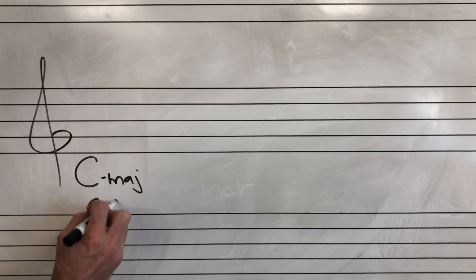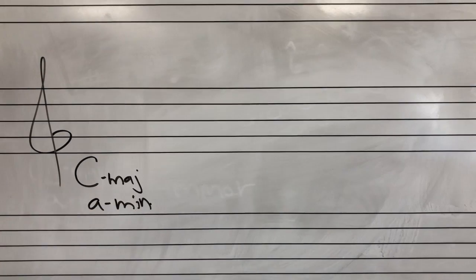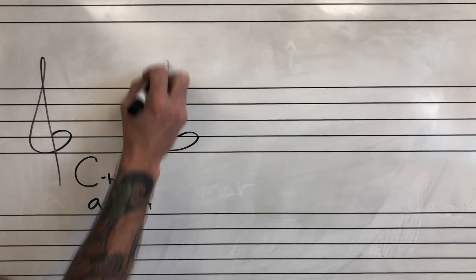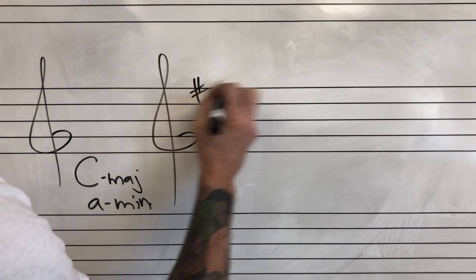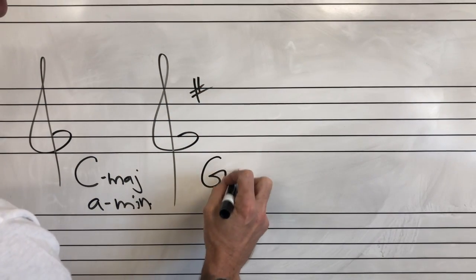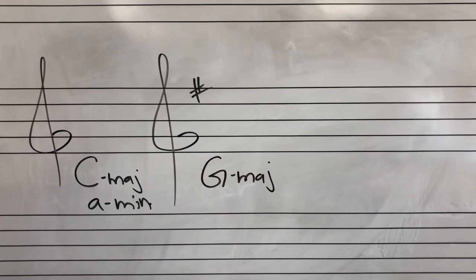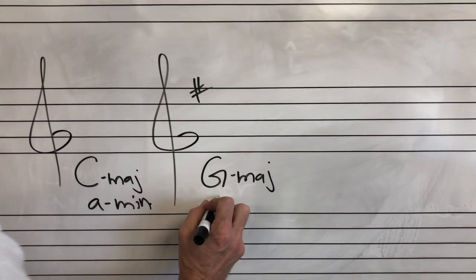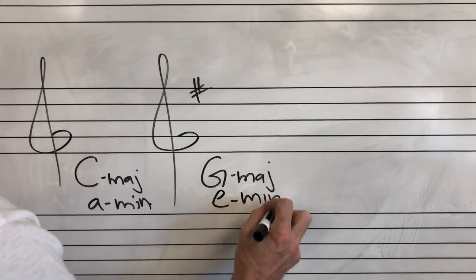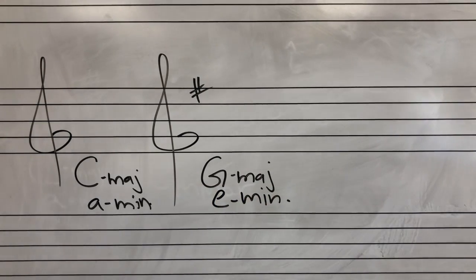Okay, so I've drawn the key signature for C major. Notice it is blank. There's nothing in it. Its relative minor is A minor. Well, if we've done well memorizing our key signatures, we know this one is G major, but it's also E minor. G major and E minor are relatives.